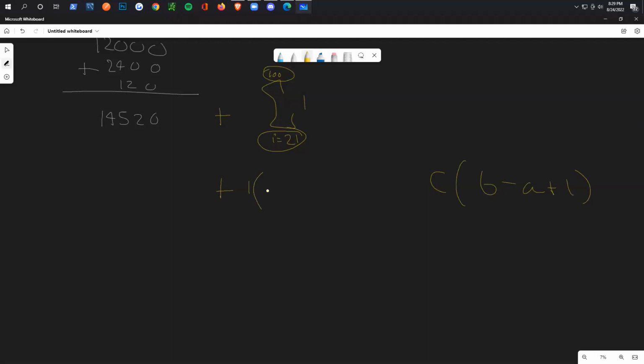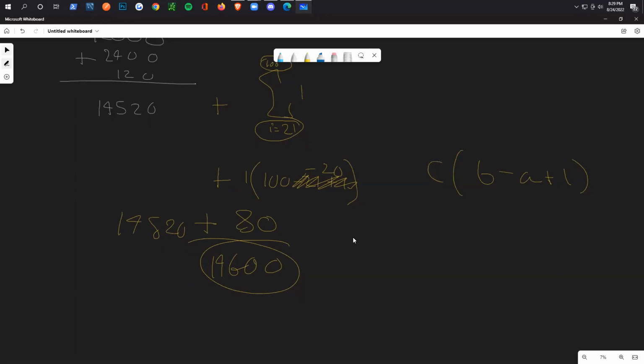So C is 1 times B, 100, minus 21, plus 1. So minus 21 plus 1 is going to become minus 20, or 100 minus 20 times 1 is 80. 80 plus 14,520 is 14,600. And that is our final answer.